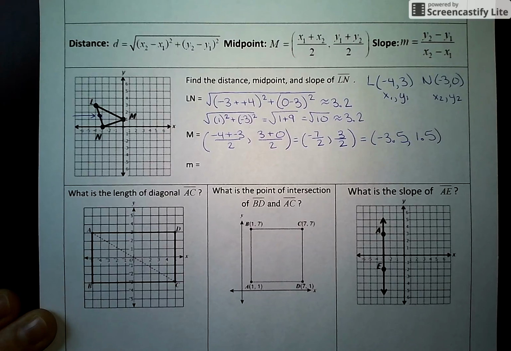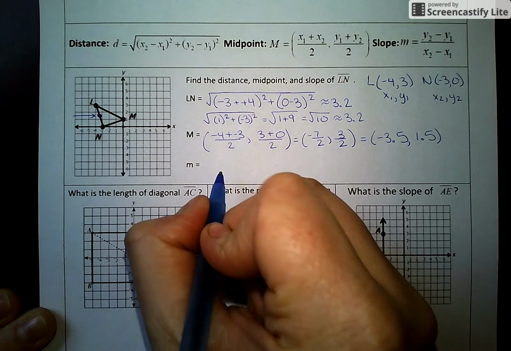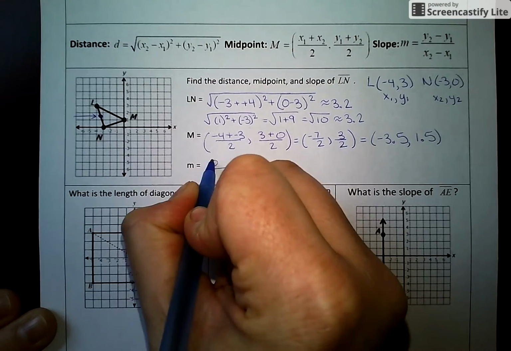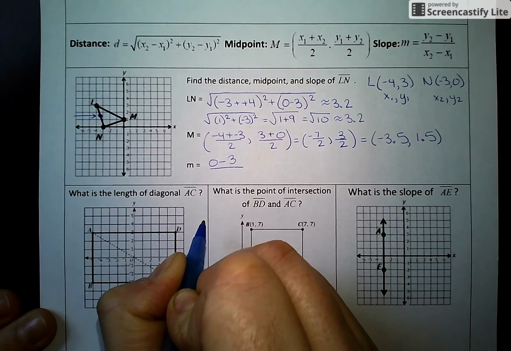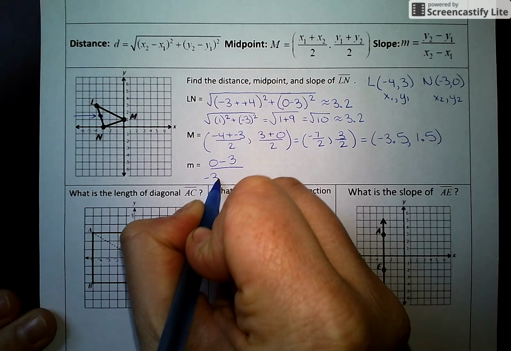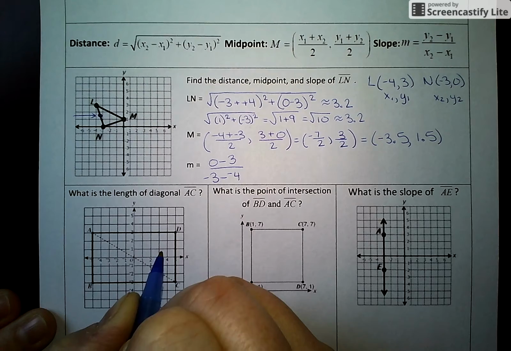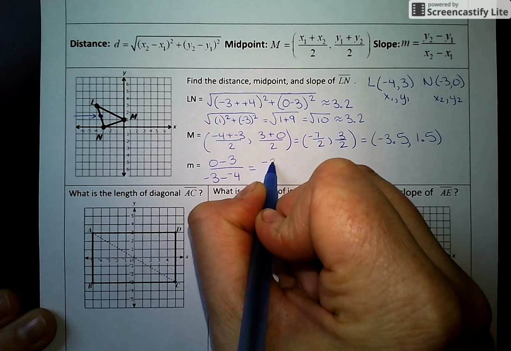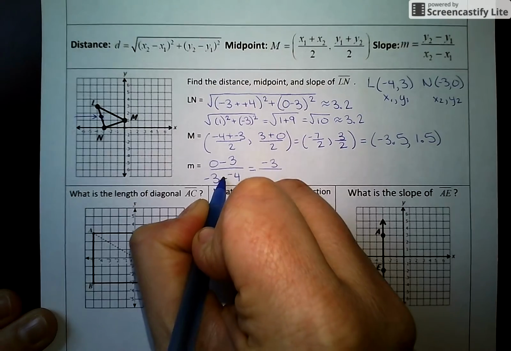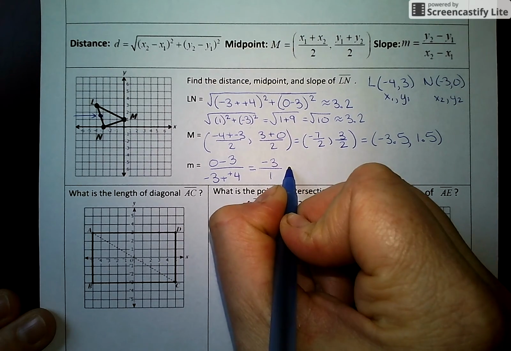The final thing I'm asked for here is the slope of the line. Again, the slope formula uses 2 points. We start with the y's on top. y2 is 0, y1 is 3. 0 minus 3 on the top. x2 is negative 3, x1 is negative 4, so negative 3 minus negative 4 on the bottom. 0 minus 3 is negative 3. Negative 3 minus negative 4 is positive 1, and this can be simplified to negative 3.